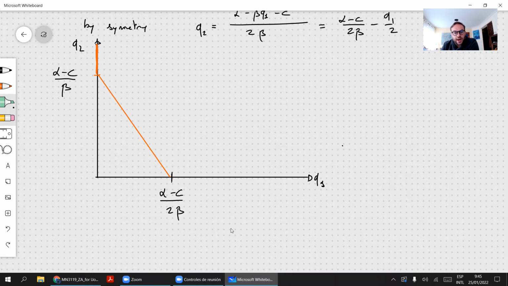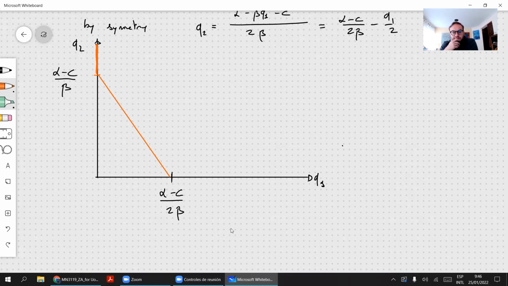And then as the quantity of the other firm goes down, what I'm going to do is produce more. So they are strategic substitutes, right? I'm gonna increase my production if the other one decreases.